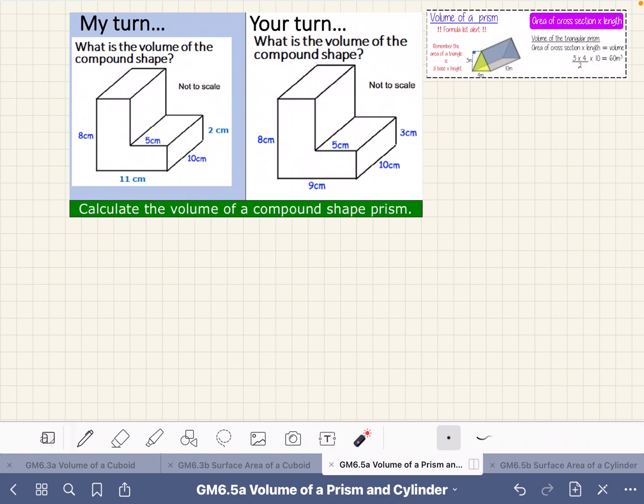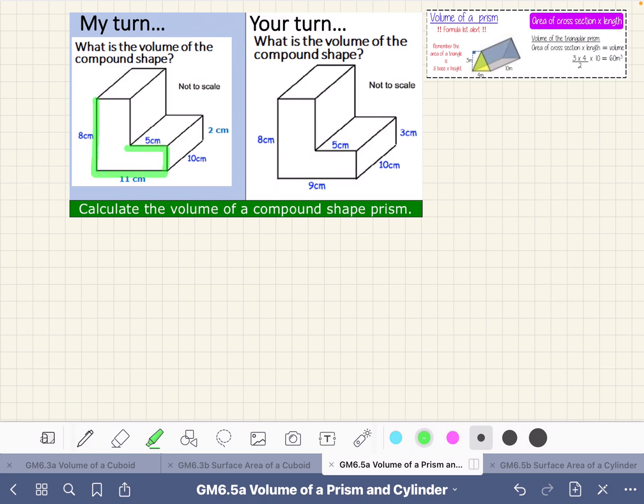In this question, we're asked to find out the volume of a compound shape. Now, working out the volume of a compound shape is very similar to working out the area of the compound shape, apart from we've got an extra dimension to take into account. We first need to take into account the area of the cross-section. So in this case, our cross-section looks like an L shape.